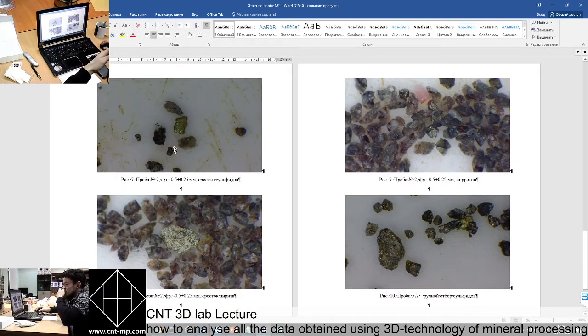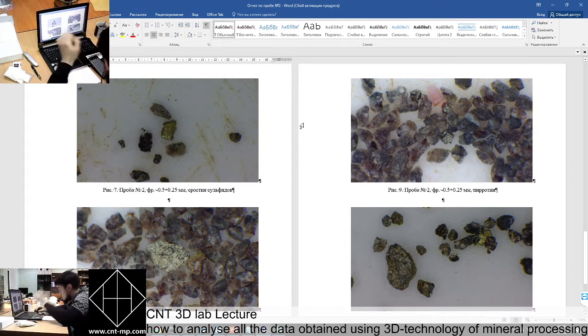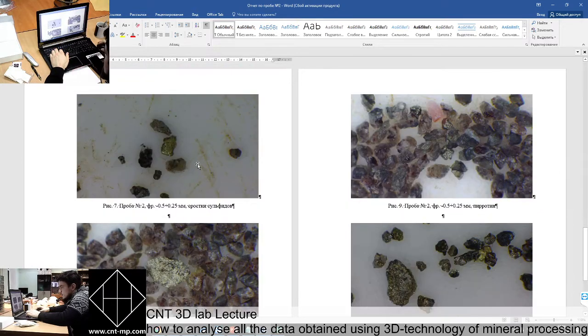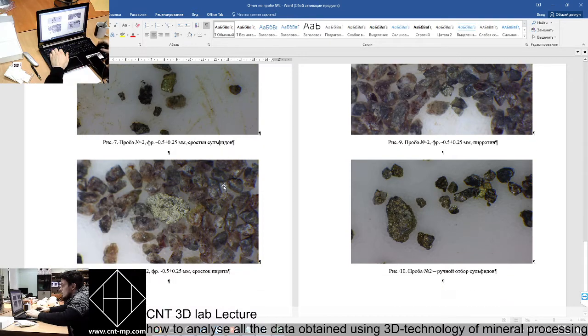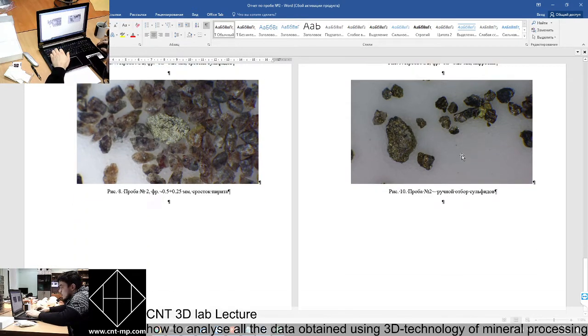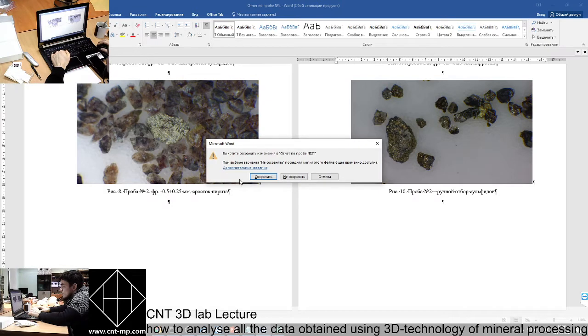And also we try to make a micro photo of each fraction we proceed to for hand picking. So as you can see, there are a lot of intergrowth of sulfides, and also there are a lot of monomineral grains of sulfides. So that's all. I think that's all I wanted to show you today.